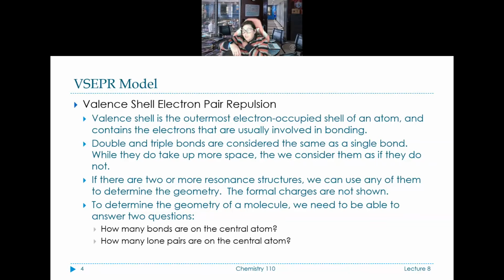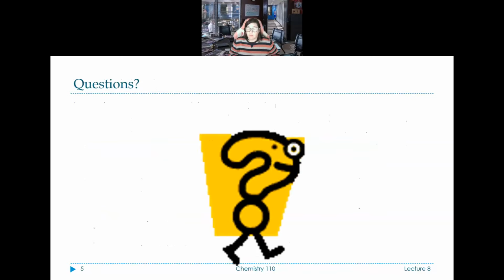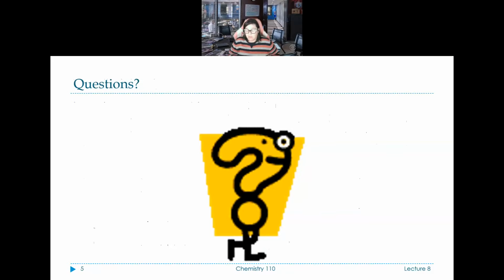So to determine the geometry of a molecule, we need to be able to answer 2 questions. How many bonds are on the central atom, and how many lone pairs are on the central atom? So that's what we're going to be concerned with. The only way that I know that is to be able to draw a Lewis structure and to make sure that it is the Lewis structure that is the most stable for that particular molecule. That's where the last lecture comes into what we're talking about now. All right, let's see what we can do. Questions, comments, problems on VSEPR and how it's defined? Hope not, but if there are, let me know.